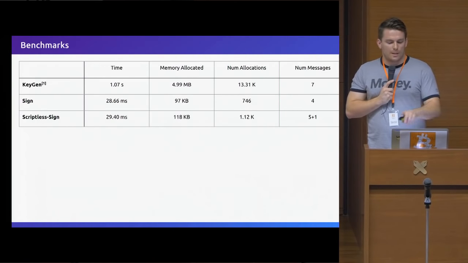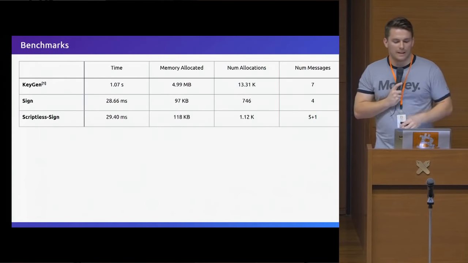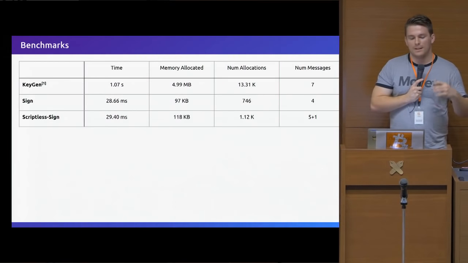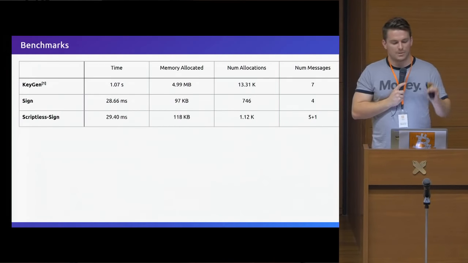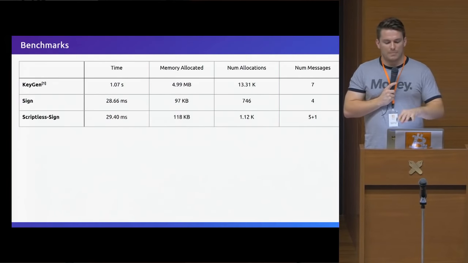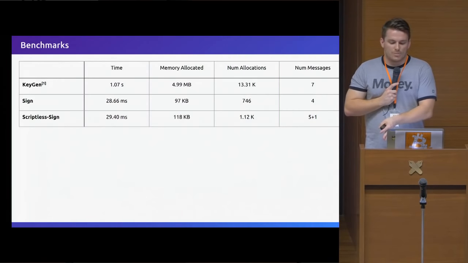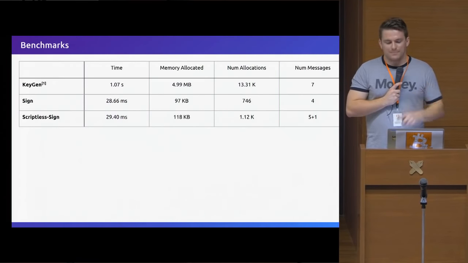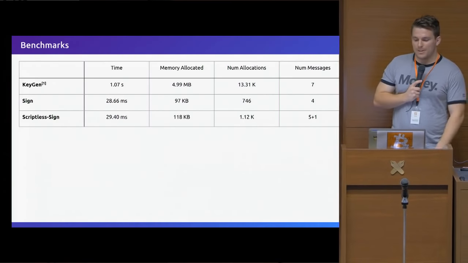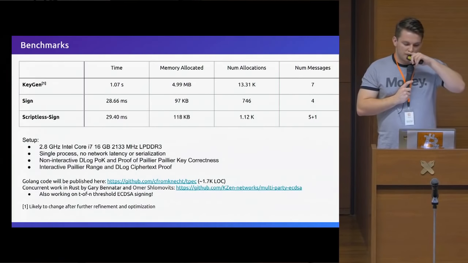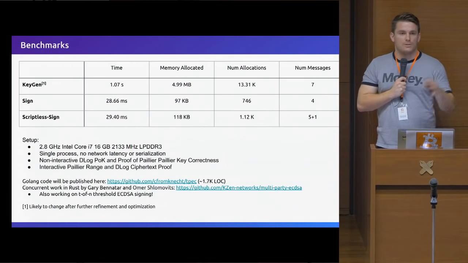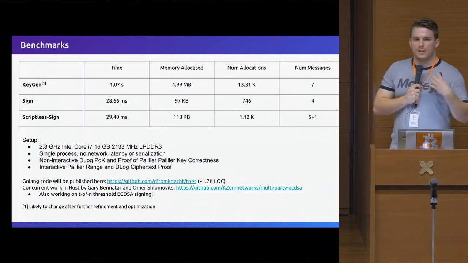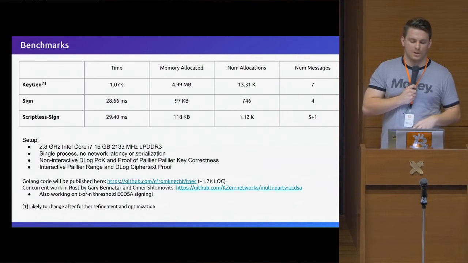And also in testing, the signing and the scriptless signing are very consistent in terms of their allocations, time, and numbers across the board, which I think is very promising because ideally we'd like to get those as close to constant time as possible. But that's a lot of optimization work. For what it's worth, these were tested on my laptop. Some constraints here are that this is all single process. There was no network latency, no serialization. This is basically a straight computation of the work involved.